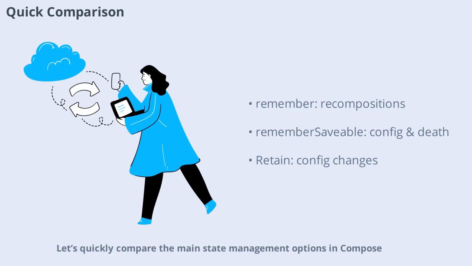Let's quickly compare the main state management options in Compose. remember survives recompositions but not configuration changes. rememberSaveable survives configuration changes and process death, but only if the value fits within bundle size limits. ViewModel survives configuration changes and is suitable for shared state, but requires moving logic outside composables. Retain persists values across configuration changes without serialization, but does not survive process death. This comparison helps clarify where Retain fits in your toolkit.